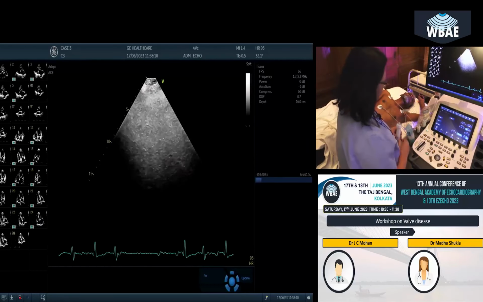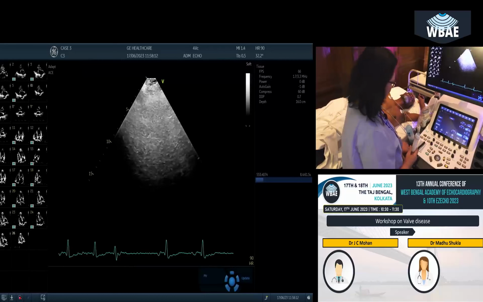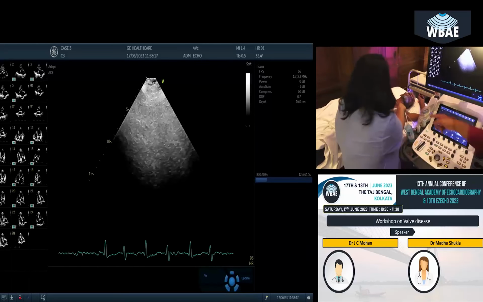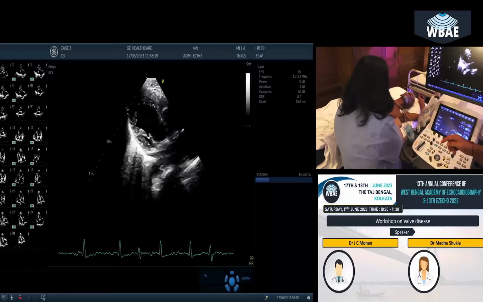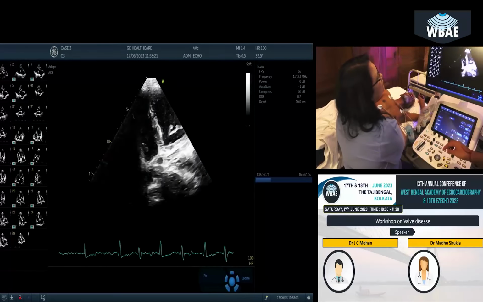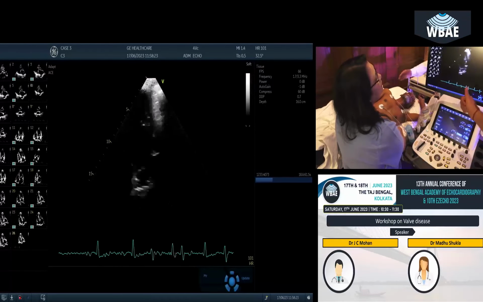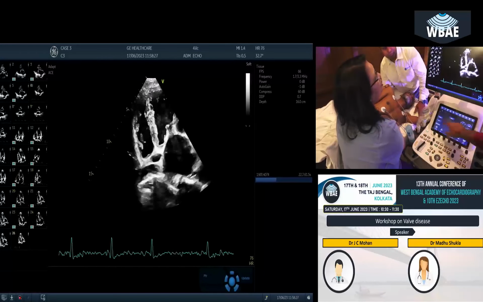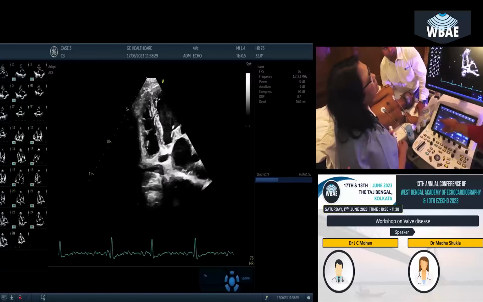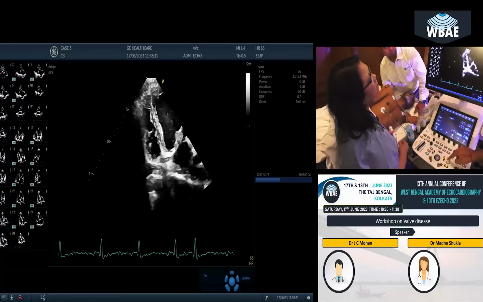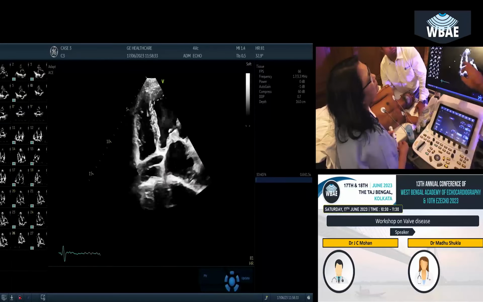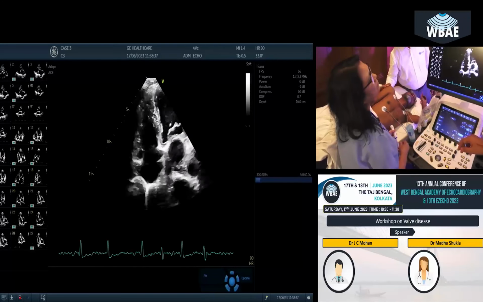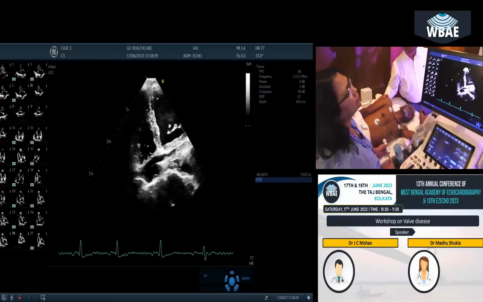No, but what I do for RV is qualitatively, I will measure the RV at the base and if it is more than 45, it bothers me. But I don't measure fractional area change. I actually look at the overall size. If it is bigger than LV, I report it is bigger. Look at the S prime or tricuspid annulus, do the strain of the right ventricle and I am through. I have equipment to do 3D volumetry of the RV but don't do it routinely.